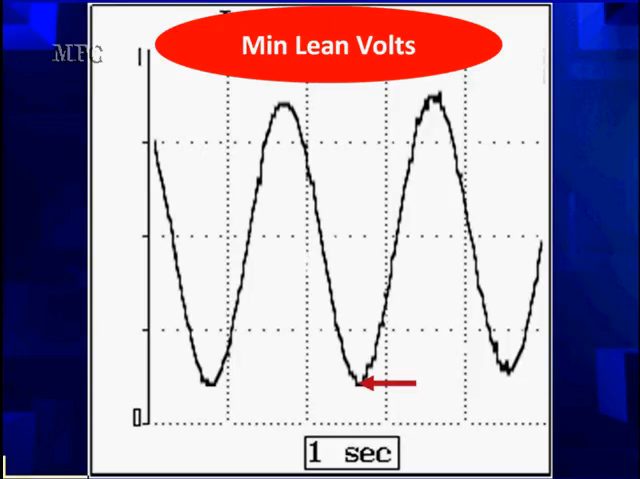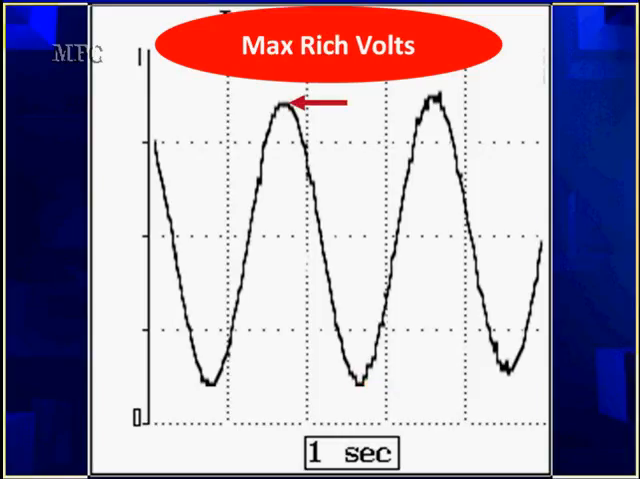Now, what is the minimum lean voltage? This is a value we need to know if we're going to do some other testing. It's got to be below 0.1 volt, remember? Then the max rich volt, it must be above 0.85.